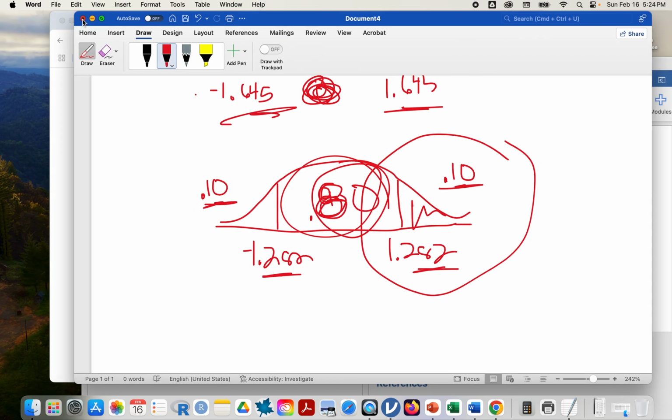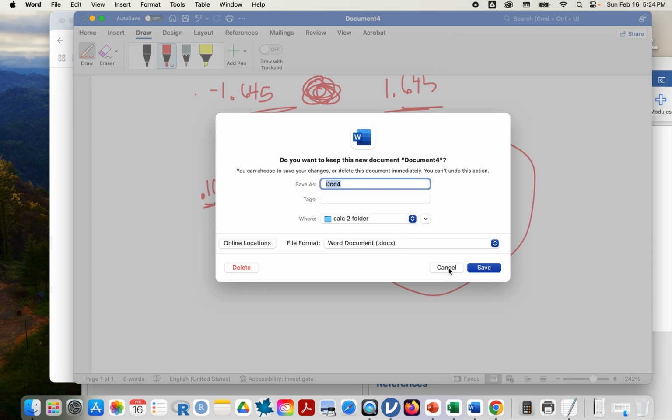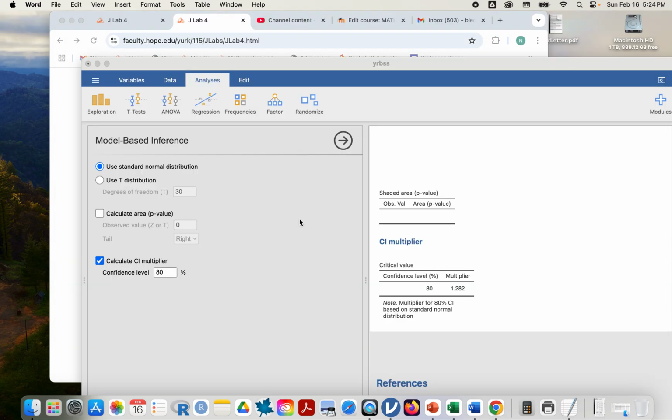Okay, so let me take this drawing. Let me close this out so I'm not stumbling over it. I don't want to save that, so I'm going to just delete it. And then we're going to go back here.